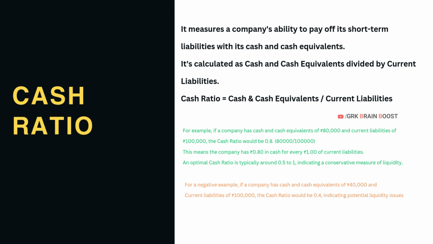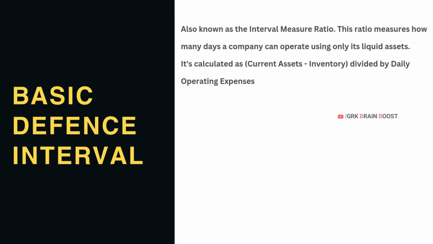And the next one would be basic defense interval. It is also known as interval measure ratio. This ratio measures how many days a company can operate using only its liquid assets. It's calculated as current assets minus inventory divided by daily operating expenses.